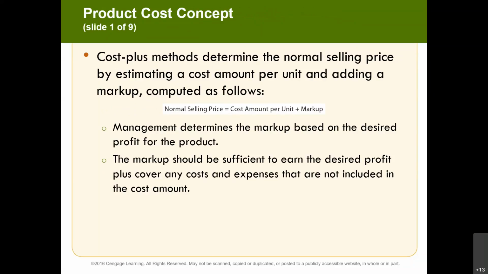Now, markup is usually set by management because they want to set the desired amount of profit that they want to earn per product. So the markup should be sufficient to earn the desired amount of profit and to obviously cover all of its costs and expenses that are related to the manufacturing of that product. Again, with cost-plus, all we're doing here is taking the cost of the product and then adding in additional markup, or adding in the profit that we want to see for that product.